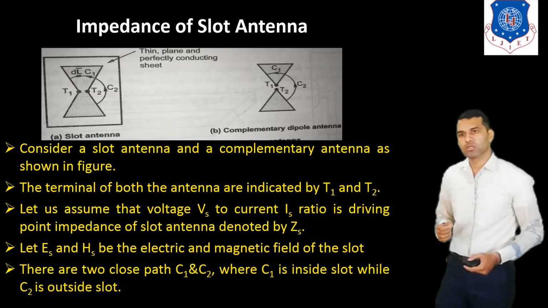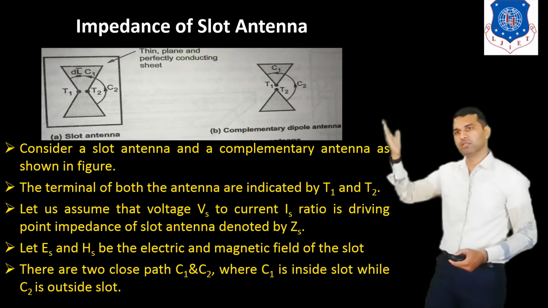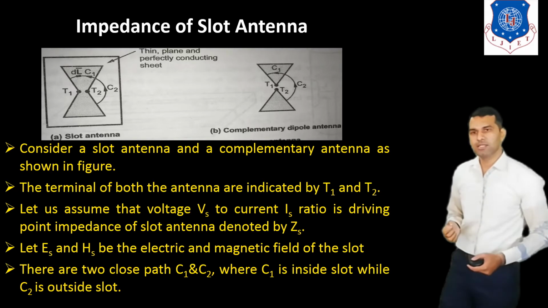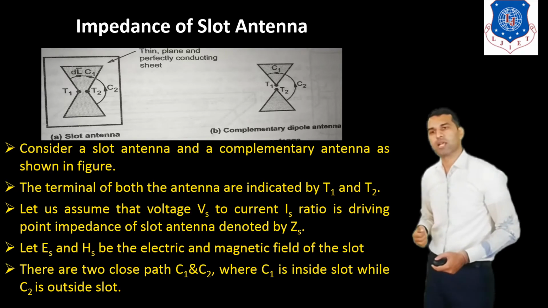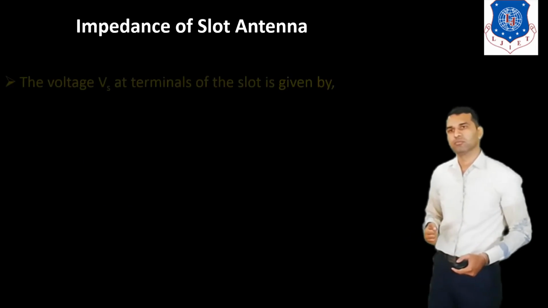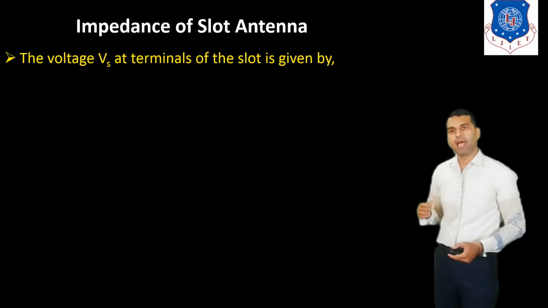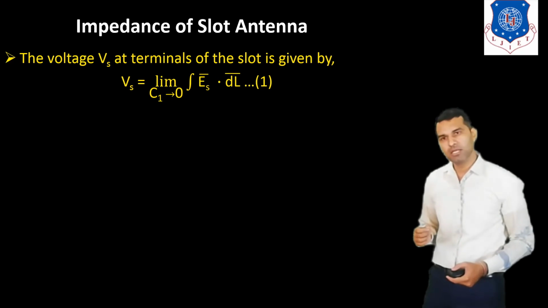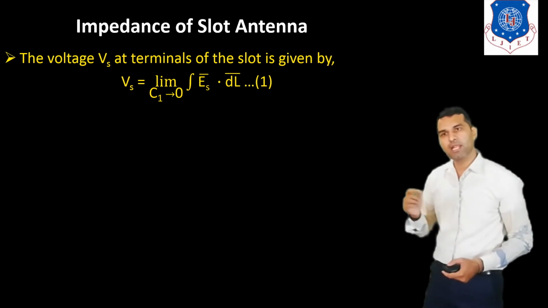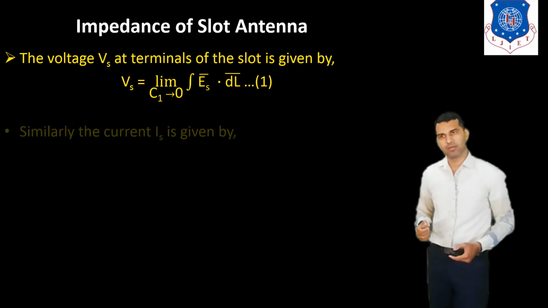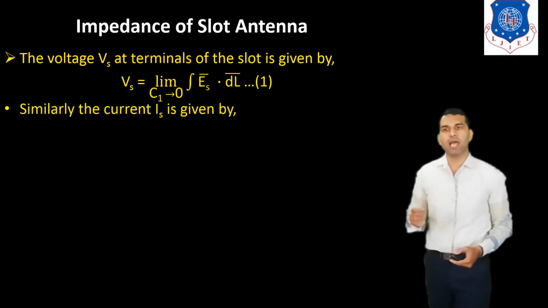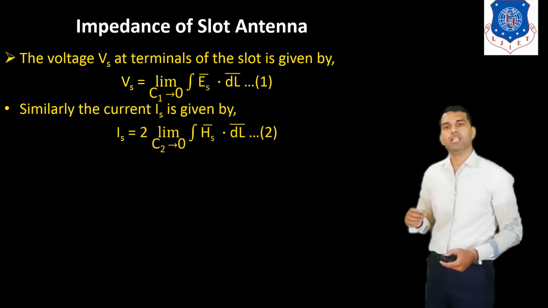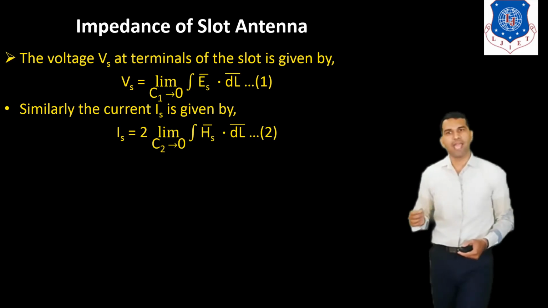There are two closed paths, C1 and C2. Here in this figure we can see these two paths, C1 and C2. C1 is inside the slot while C2 is outside the slot. The voltage Vs at the terminal of the slot is given by Vs is equal to the limit as C1 tends to 0 of the integral of Es dot dl. Similarly, the current Is is given by Is is equal to 2 times the limit as C2 tends to 0 of the integral of Hs dot dl.